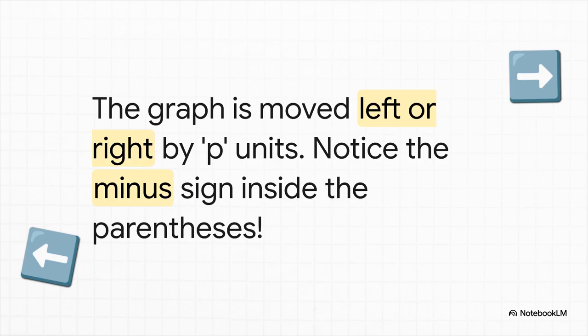This happens inside the parentheses with the x. The equation becomes y equals a times, in parentheses, (x minus p) squared. Now here's the weird part. Notice that minus sign. It's kind of backwards from what you'd expect.